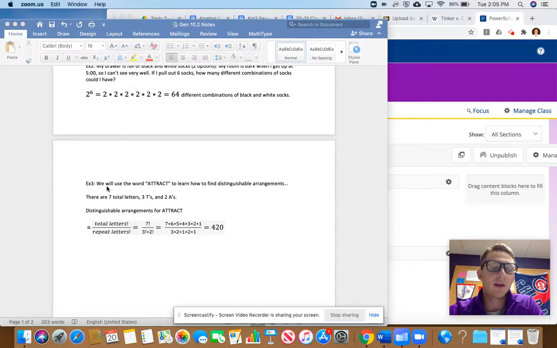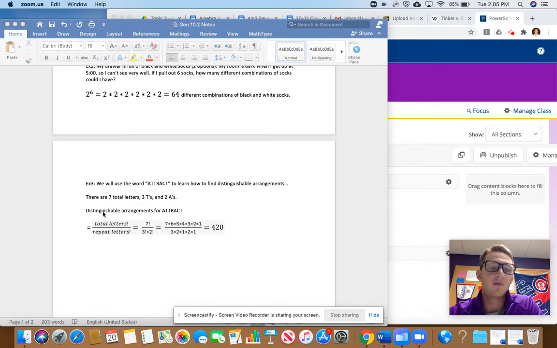Last example here, we have the word attract. So attract is made up of A, T, T, R, A, C, T. Notice there are 2 A's and 3 T's in the word. We're going to find distinguishable arrangements. So there's 7 total letters, but again, there's 3 T's and 2 A's. So we do have some repeats.